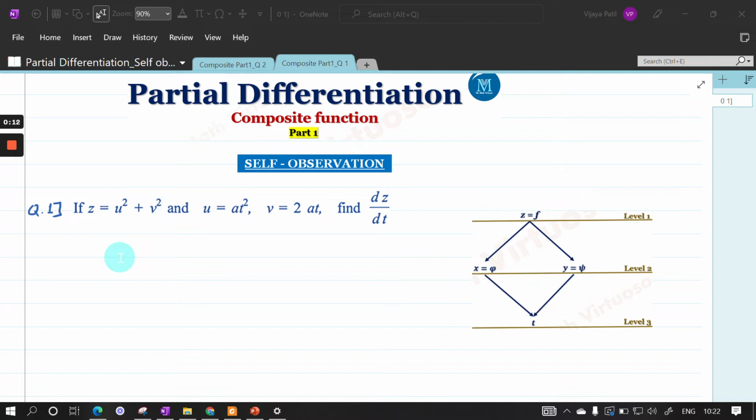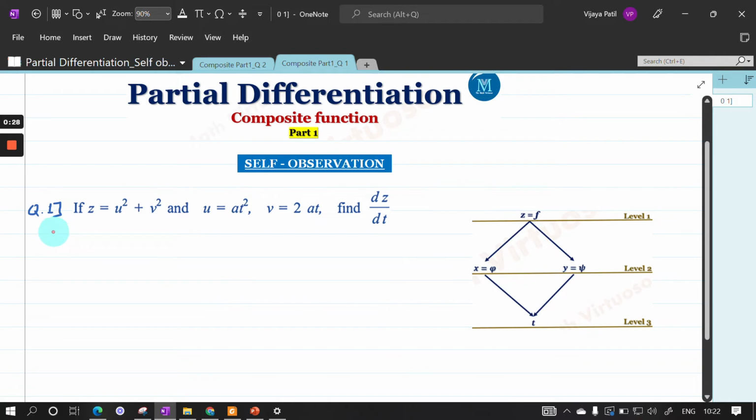Yesterday we saw the composite function topic in partial differentiation, composite function part 1, the self-observation question number 2. With the request and the response for question 2, the solution for that is done. Now I would like to go ahead with question 1, since a few learners have requested it. Let us see. Question 1 is: if z equals u square plus v square, and u equals at squared, v equals 2at, find dz upon dt.